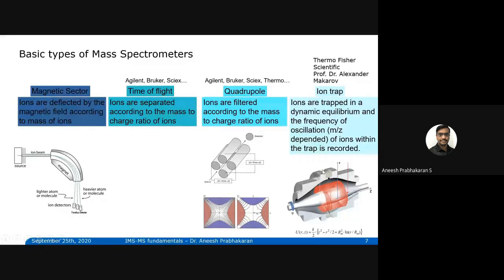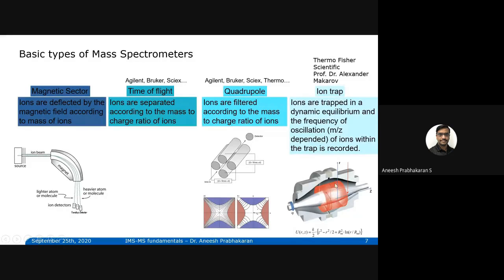Another type of mass spectrometer is a more interesting one. It is the Orbitrap mass spectrometer. This was even invented by Professor Dr. Alexander Makarov, who is at Thermo Fisher Scientific. Obviously, this is made by Thermo Fisher Scientific. This has a special type of electric field, and it traps the ions within this field. The field model is given here.